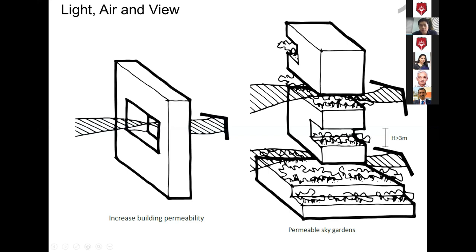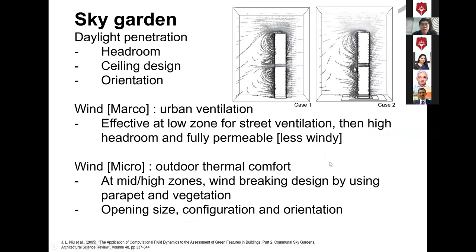So some rules of thumb here: the opening should be at least 3 meters. And for those Sky Gardens at the lower part, it should have higher headroom because we have many vehicles at the ground level and ground activities, so we should have high headroom to ventilate the airflow. But for the upper part, if the Sky Garden is located at high levels, somehow it should be changed because of the strong wind. So this is the computational fluid dynamics model to illustrate that if the Sky Garden has different headroom, it will contribute to different airflow.